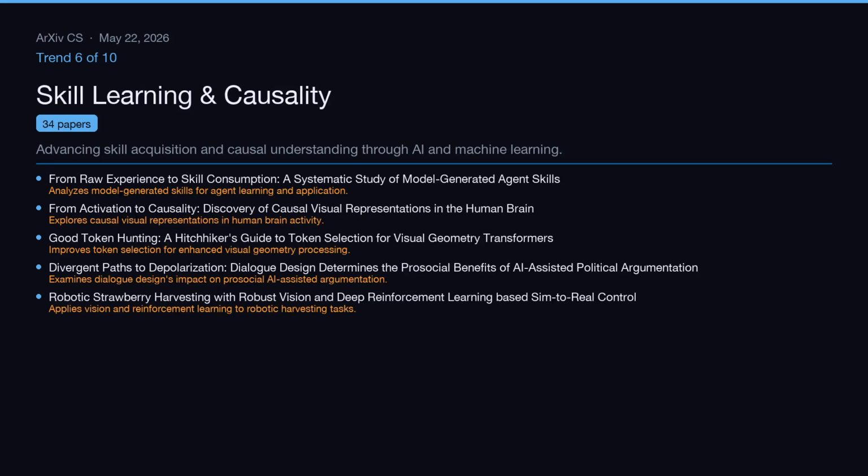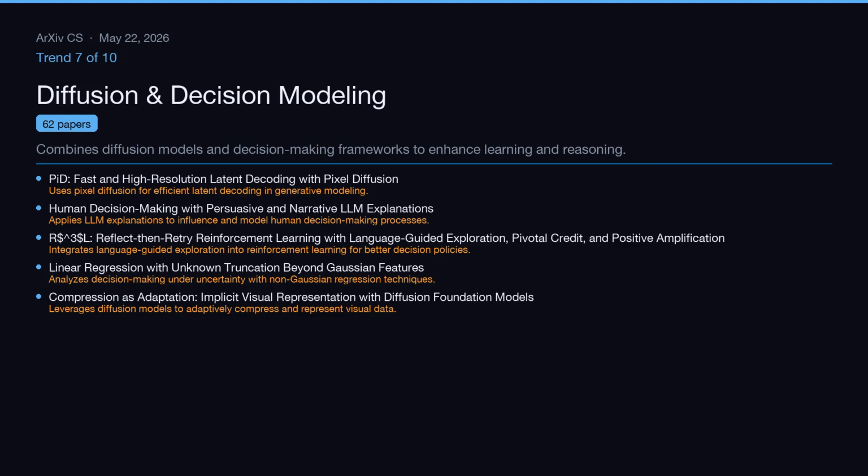Trend 6 of 10, Skill Learning and Causality. Advancing skill acquisition and causal understanding through AI and machine learning. This cluster covers 34 papers. Representative work includes From Raw Experience to Skill Consumption, a Systematic Study of Model-Generated Agent Skills, From Activation to Causality, Discovery of Causal Visual Representations in the Human Brain, and Good Token Hunting, a Hitchhiker's Guide to Token Selection for Visual Geometry Transformers.